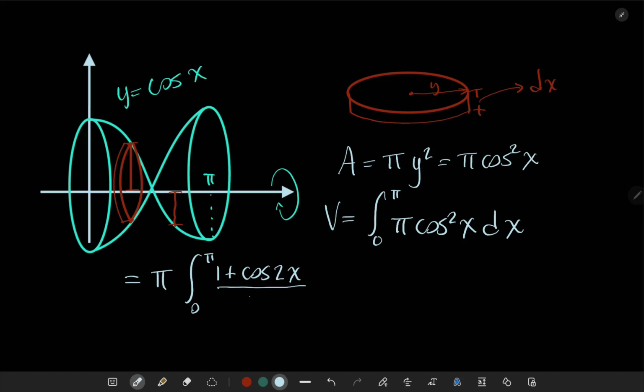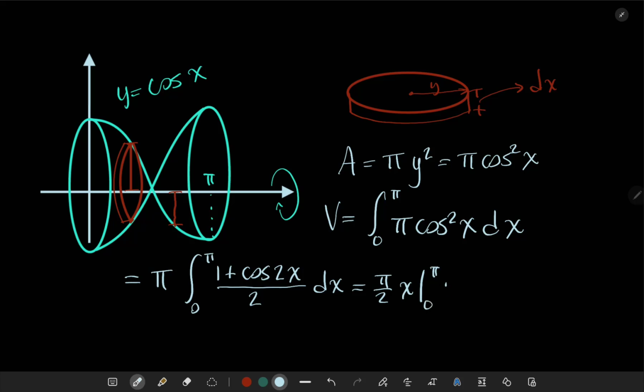And so if you look at your formulas, this would be your half-angle formula. So that cosine squared becomes (1 plus cosine of 2x) over 2, and then your dx. And now you can integrate each one separately. So the first one is just going to be pi over 2. Let me pull that 1/2 outside. Integral of 1, that's just going to be an x. That's going to be evaluated between 0 and pi.